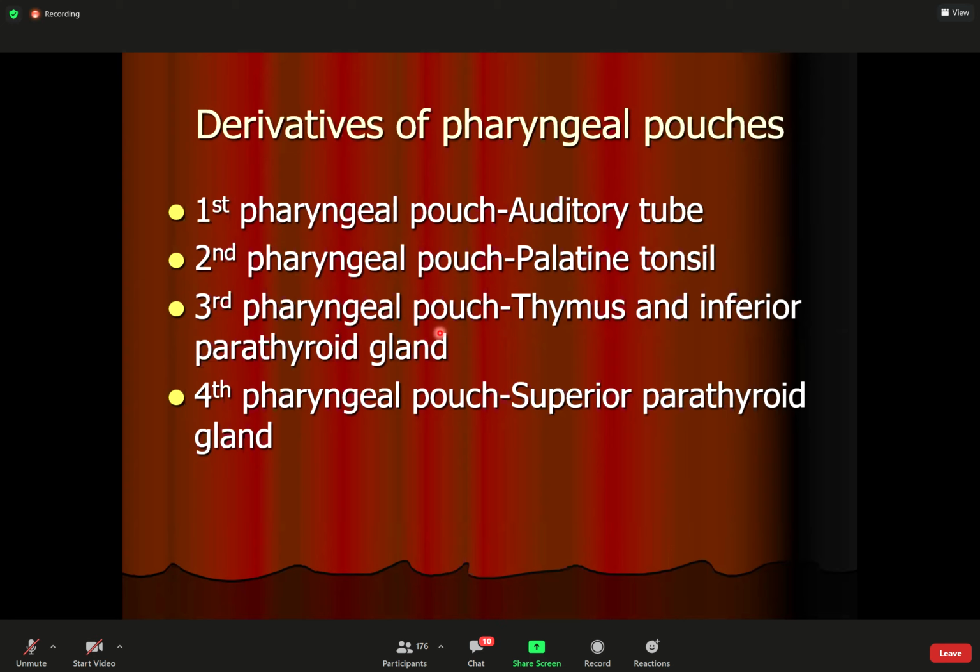Thymus, as well as inferior parathyroid gland. If it is the fourth pharyngeal pouch, then we have only the superior parathyroid gland, which is only a calcium problem. But I don't think there is a disease only for the fourth pharyngeal pouch. But a child could be born without the third pharyngeal pouch. Then the thymus and inferior parathyroid gland are gone.